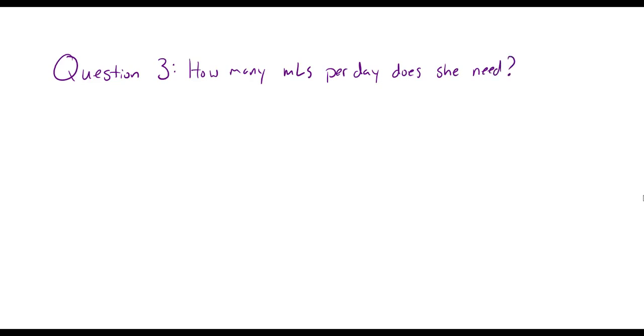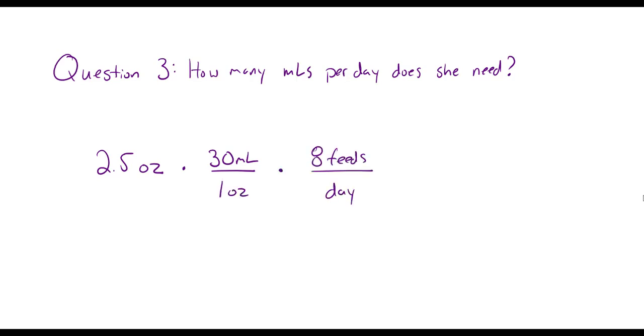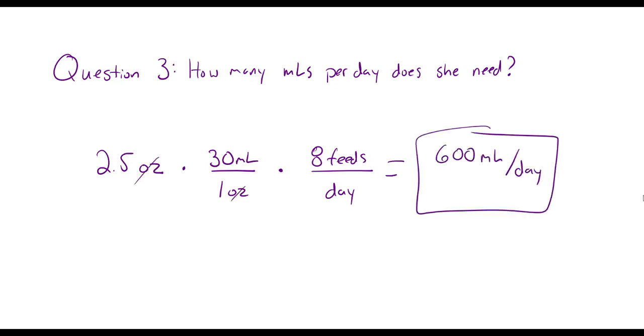Okay, question 3. How many mils per day is she getting at her recommended kcal per kilogram per day? Okay, let's go back to when Jamie was 3 months old. We just calculated that she needs 2.5 ounces per feed every 3 hours. How many mils per day is that? Start with 2.5 ounces. There are 30 mils per ounce. We said that there's 8 feeds per day. And so when you calculate it, it's 600 mils of formula every day.